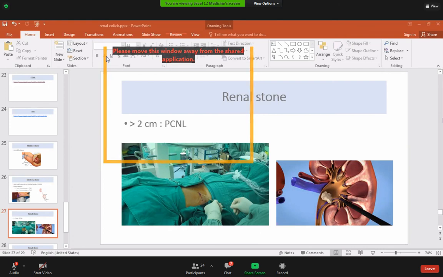Why do we call it percutaneous? Because we are going from the skin down. We are not doing it as a minimally invasive procedure. And yes, once you do it, you have to pass a nephrostomy tube also.